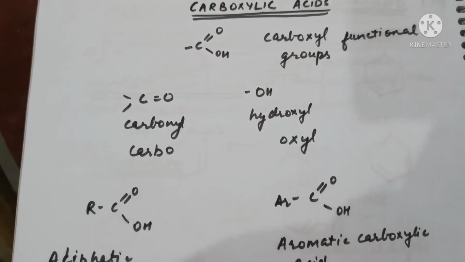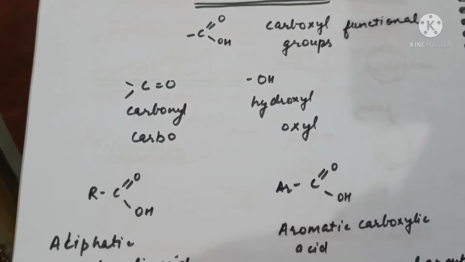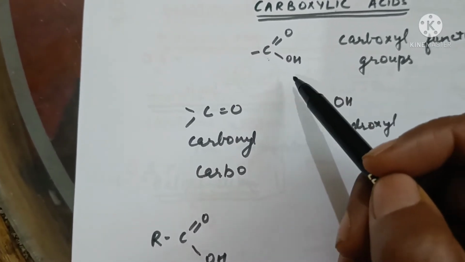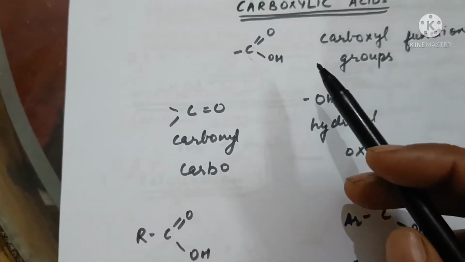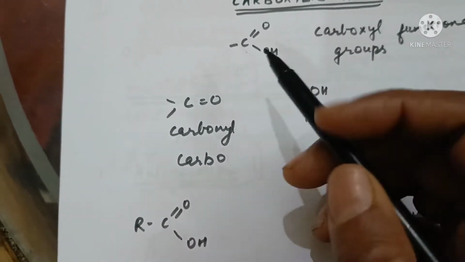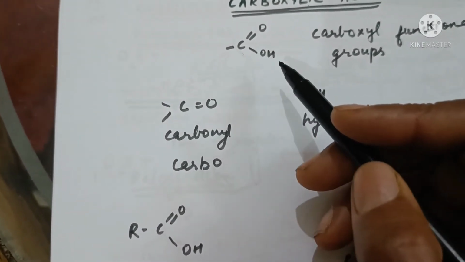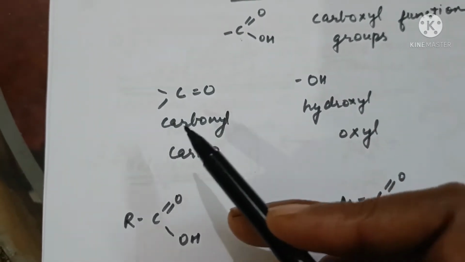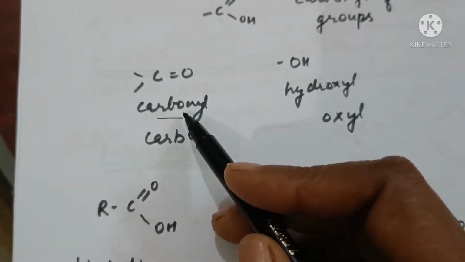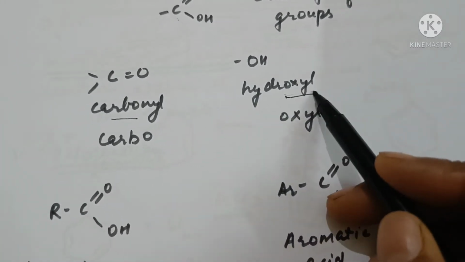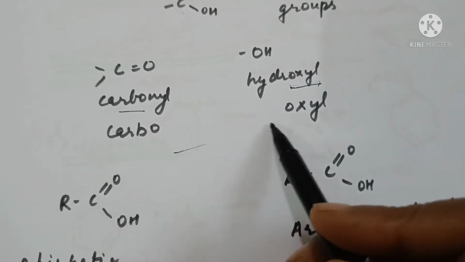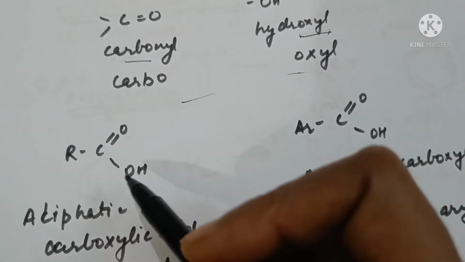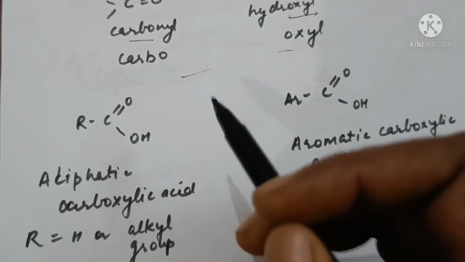Our topic for today is carboxylic acids. So, a compound containing COOH group is called a carboxylic acid. In this, the functional group is C double bond OOH. It contains both carbonyl group and hydroxyl group. So, combining the two, carbo of carbonyl group and oxyl of hydroxyl group, gives us the word carboxyl group. So a COOH group is called carboxyl group and the compound is called carboxylic acid.